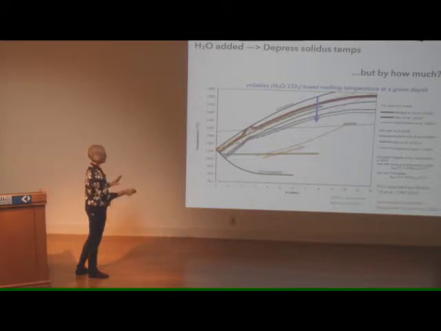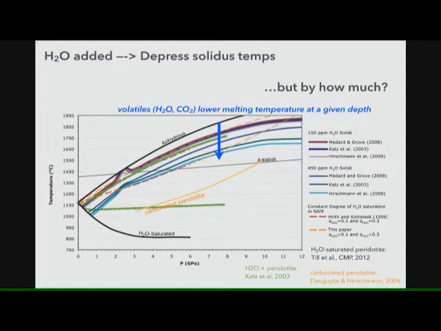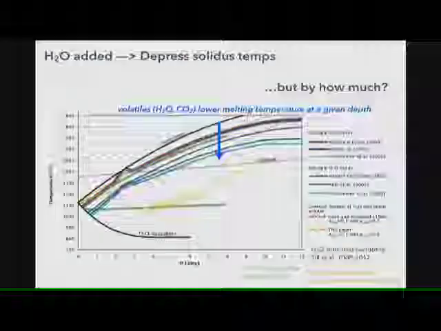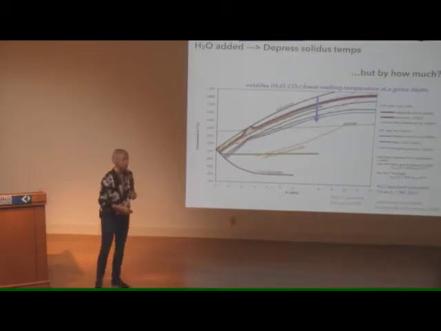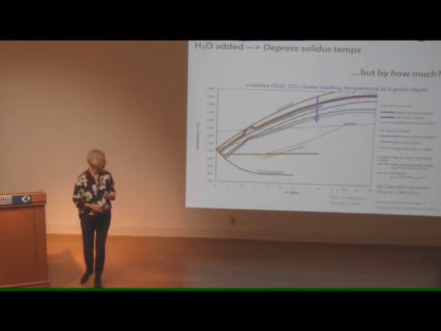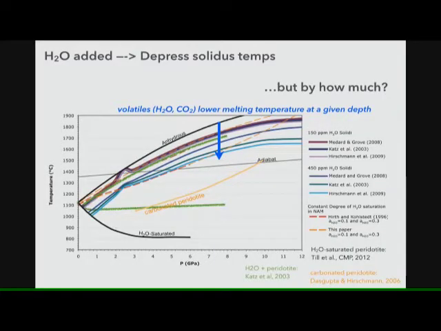And so all these different models, these are models for a constant water content, and then these are models for lines of constant water activity. So you could think of those as I filled up 10% of the sites in my nominally anhydrous minerals if I have an activity of water of 0.1, or I have filled them up 50% of the way if I have a water activity of 0.5.